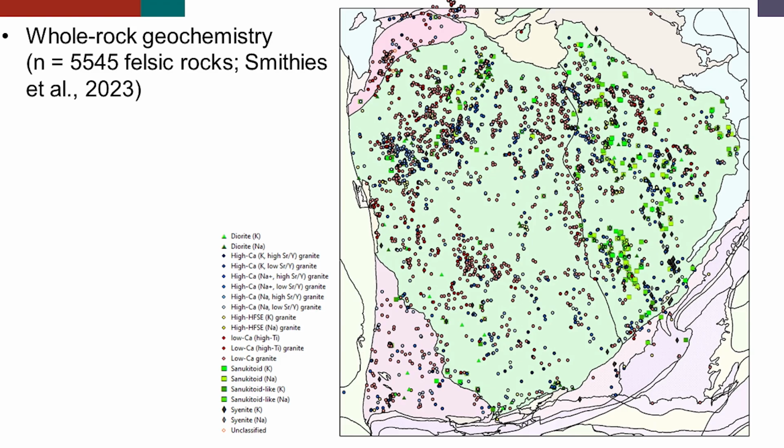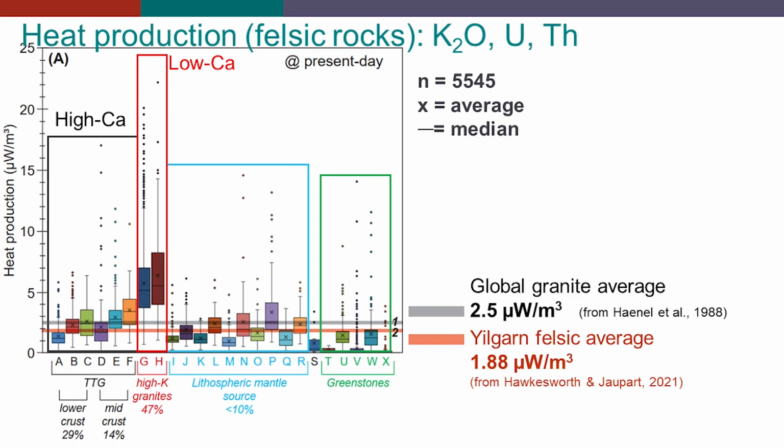Now, this diagram here shows the calculated heat production for the granite data set. And this is based on the concentrations of the heat-producing elements being potassium, uranium, and thorium. Now, it's a very detailed image. I don't expect you to appreciate all the details, but what I want to first draw your attention to is the blue line on the top, which is what's considered to be the standard global granite average for heat production, about 2.5 microwatts per cubic meter. And then the red line below it are previous estimates of the Yilgarn felsic average, which are a little bit lower, sitting at about 1.9.